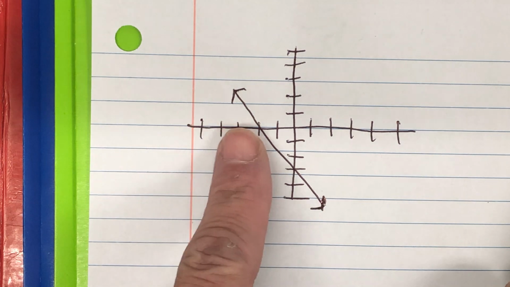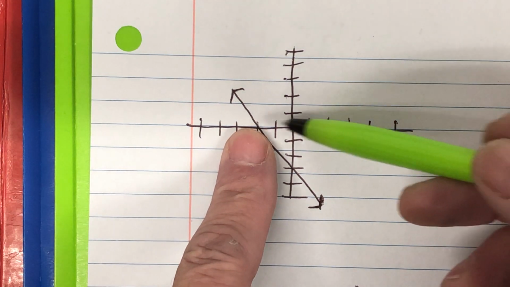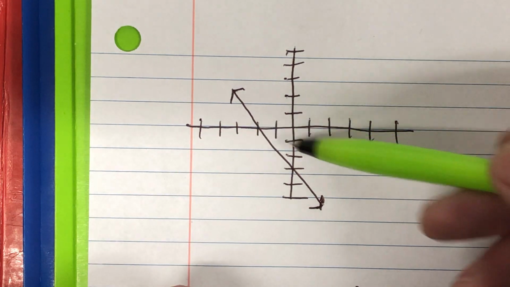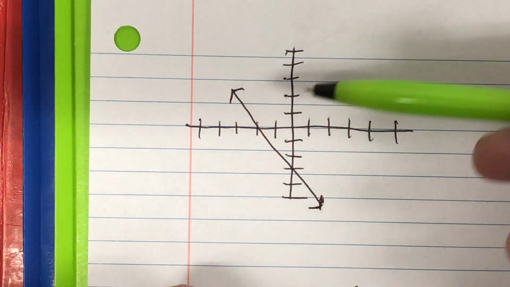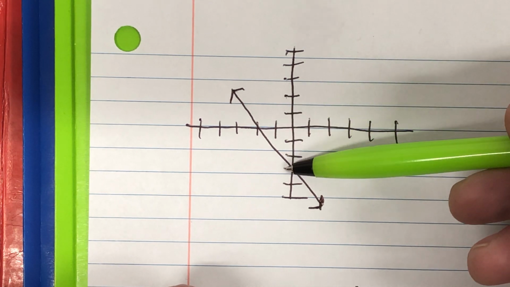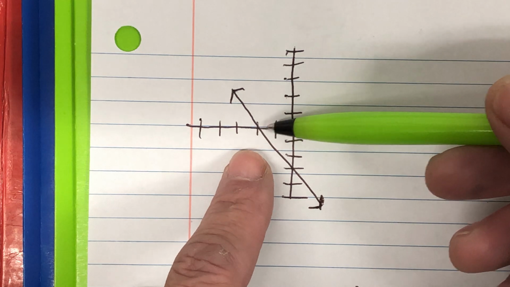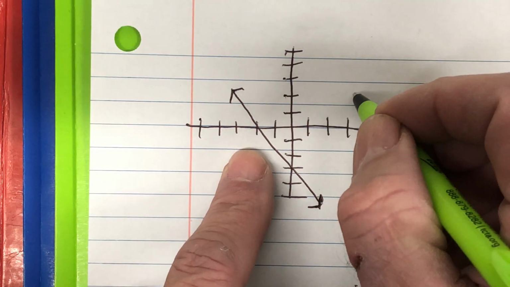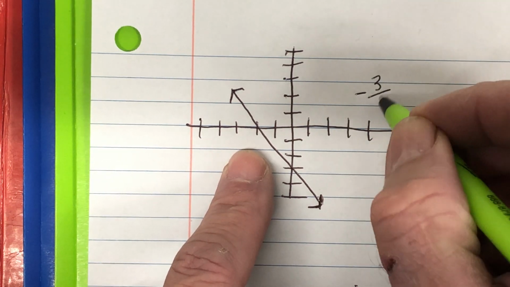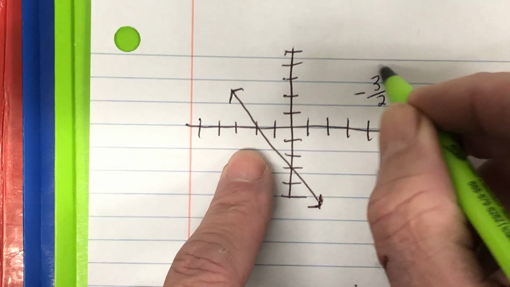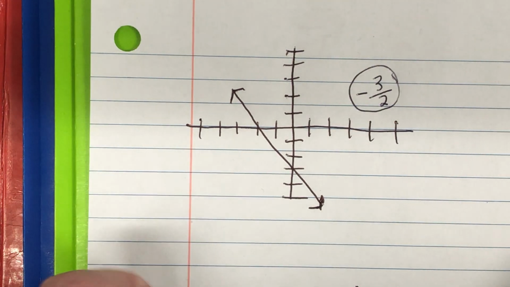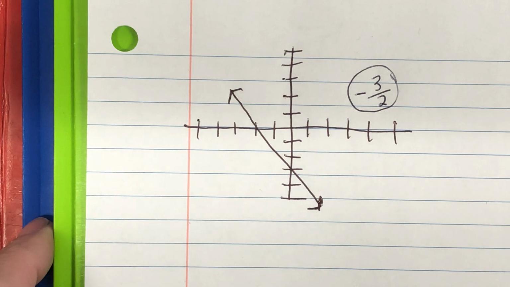You always start with the point that's farthest to the left. So we'll start with this point, and to get to this one, we would go down 1, 2, 3, and we would go over 1, 2. So the slope of this line is negative 3 over 2 because we went down 3 and we went over 2.